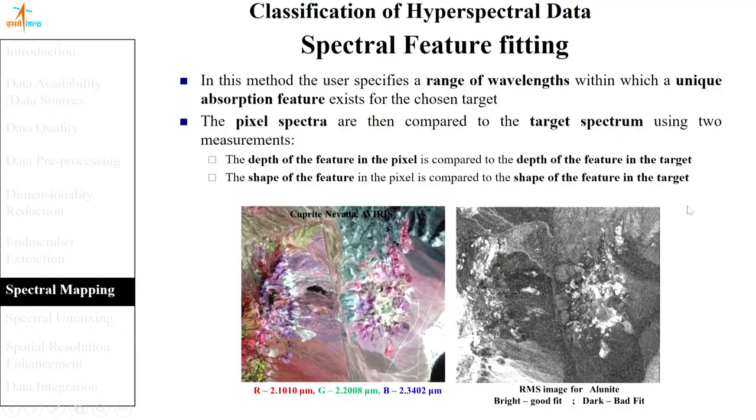Now coming to spectral feature fitting, in this method, normally we have to match the shape of the absorption and the depth of the absorption. Once the depth and shape match, it will go to that class. So here you can see this is an Everest image of the Nevada Cuprite area, and this is the root mean square image. When we have to identify alunite here, wherever alunite was there, it highlighted. Bright is considered a good fit and dark is a bad fit. So this pixel spectra matches the target spectra in depth and shape, and it highlighted that particular material.